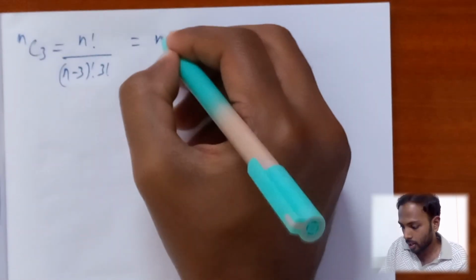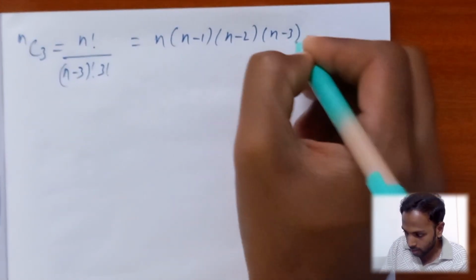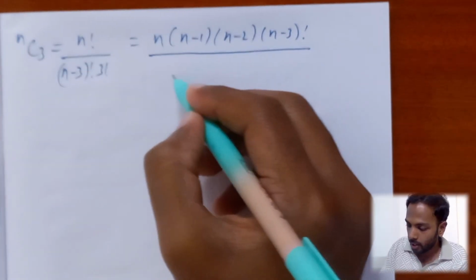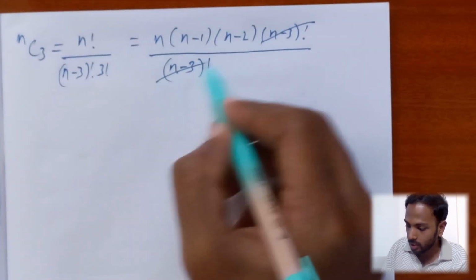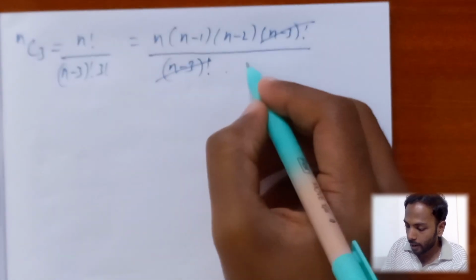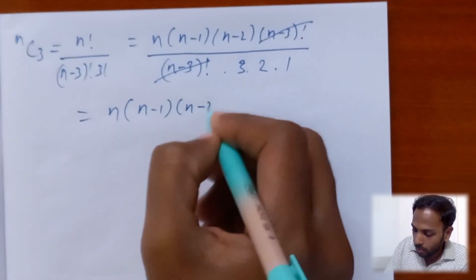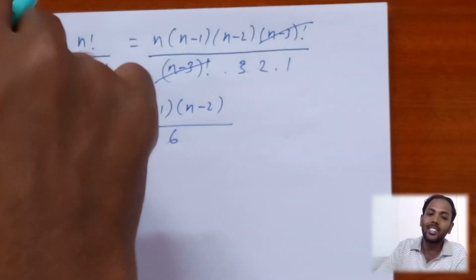So what is n factorial again? n into n minus 1 into n minus 2 into n minus 3. I'm stopping it here by putting a factorial for the last term, n minus 3 factorial. Why did I do this? To cancel it and reduce it. And 3 factorial is 3 into 2 into 1. So this is nothing but n into n minus 1 into n minus 2 by 3 into 2 into 1, which is 6. So this is NC3.